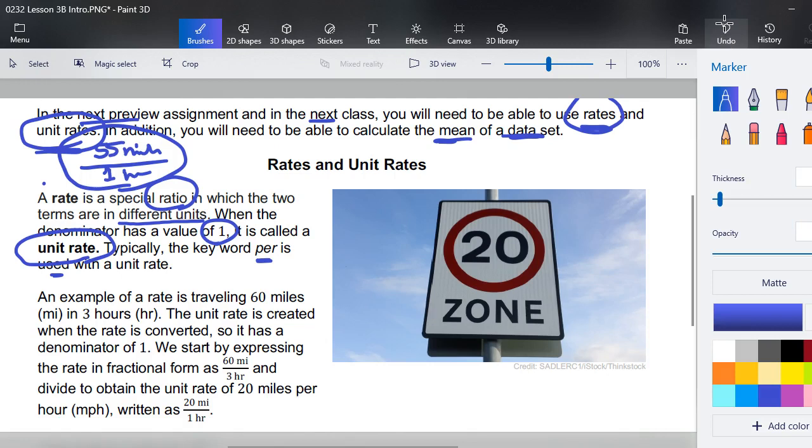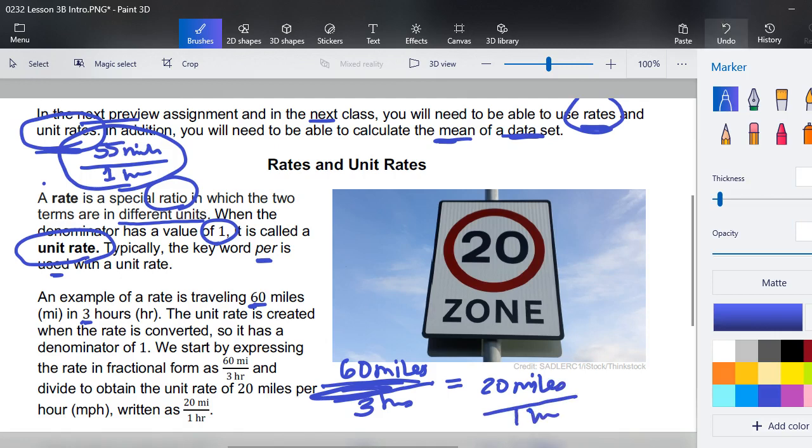An example of a rate is traveling 60 miles in 3 hours. A unit rate is created when the rate is converted and has a denominator of 1. But we're going to start by saying 60 miles. And remember to write your units. Sorry, everything's really crooked right now. We've got 60 miles over 3 hours, so we'll start with the fraction. We'll start with the ratio, which is a rate because it has different units. Then we'll grab a calculator or some fraction reducing and see that another way to say this as a unit rate is we're going 20 miles for every 1 hour.